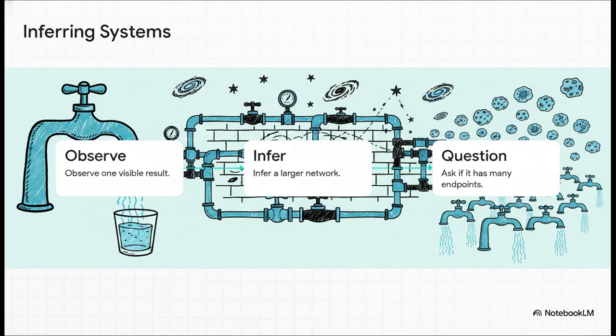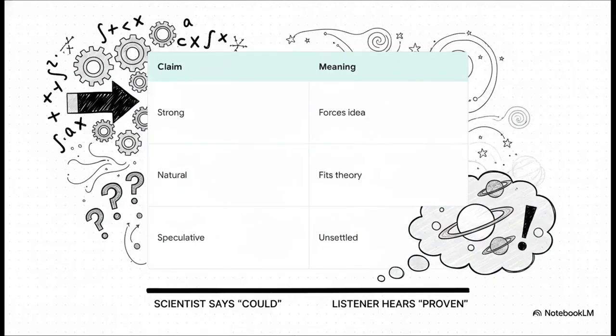Step 3, you ask if that massive hidden plumbing system has more than one endpoint. Like maybe there are thousands of other taps connected to that exact same source. Physics uses this exact same reasoning. We observe our universe, we infer the massive machinery behind it, and then we ask if that machine produces more than one output.